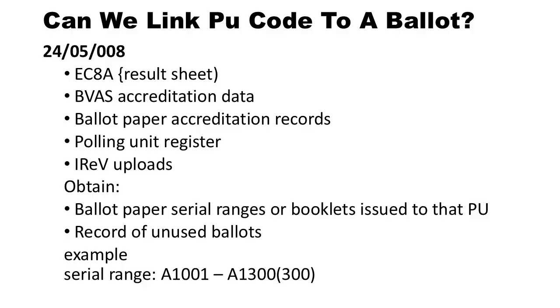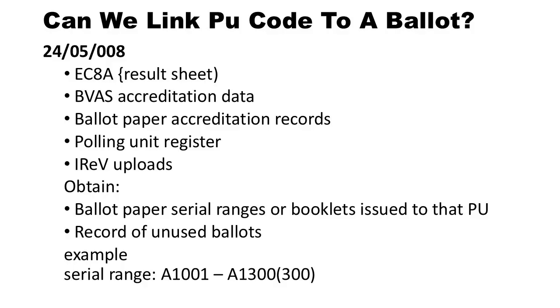So it is possible for you to say, well, yes, this serial, if you go to ballot paper accreditation records, then you can know how many of these papers. For example, maybe we have serial ranges of about A1-001 to A1-300. That's about 300. Anyone outside that range is from another polling unit.